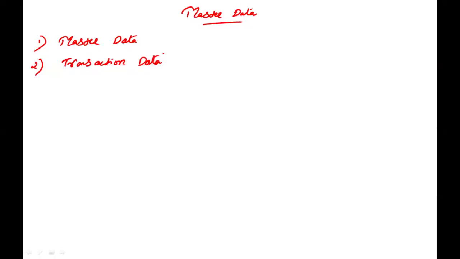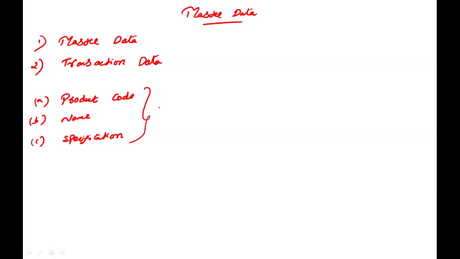If I take the example of Amazon as I mentioned, you open one product and you see the product code. Each and every product will have a product code, the name of the product, and a specification. Specification is nothing but, for example, the dimensions, the weight, the technical information. All these things are the specification. When you see all this information, this is called the master data.